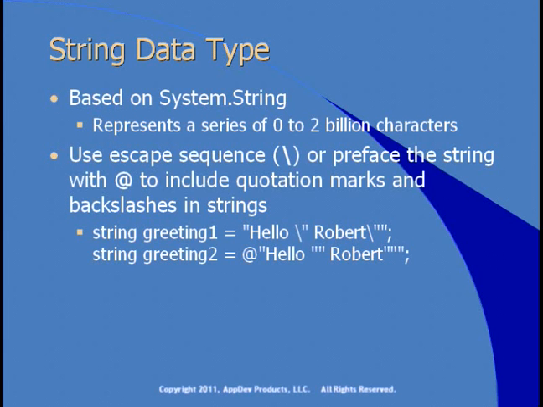Otherwise, the compiler would think that you had two strings here, hello as one string, and then Robert starting the second string. So the @ sign gives instructions to the compiler that you meant to type two quotation marks and you want one of them in the string.